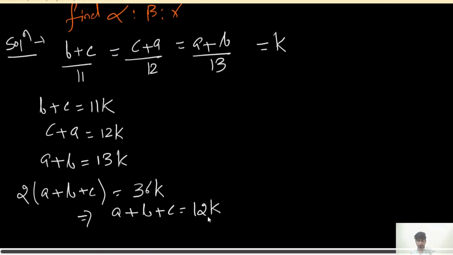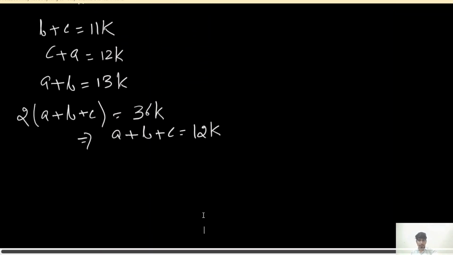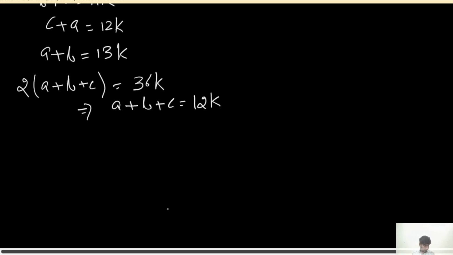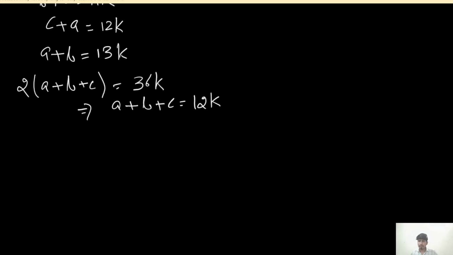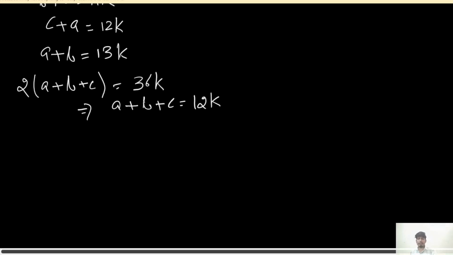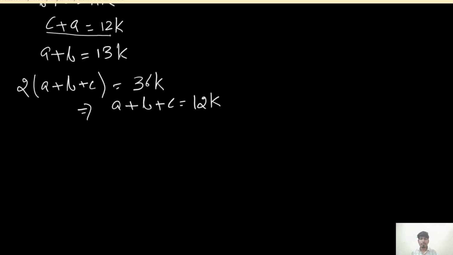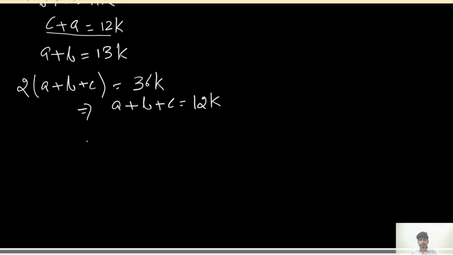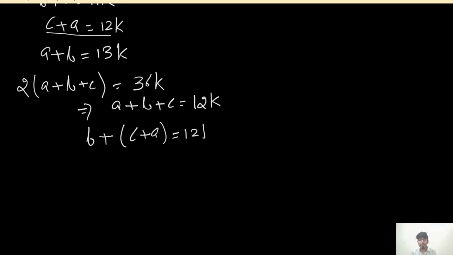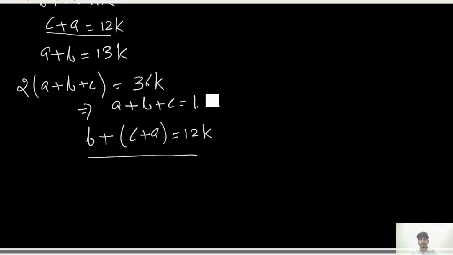Okay, student, then we solve further. What is given in the question? Here c plus a is 12k. One minute, student, this is something wrong. This is 18k. 36 upon 2 is 18k, not 12k. This is 18k, okay, and this is also 18.